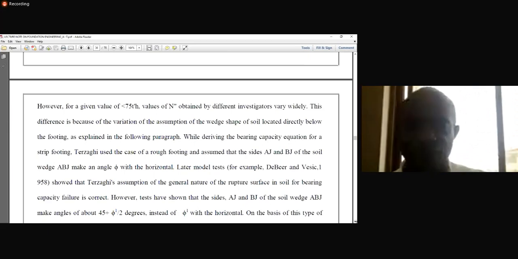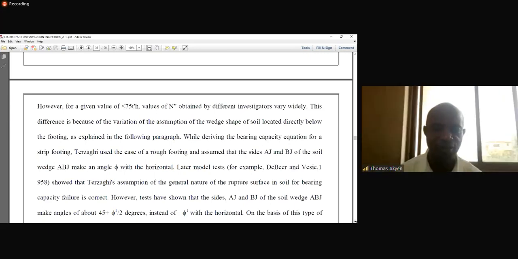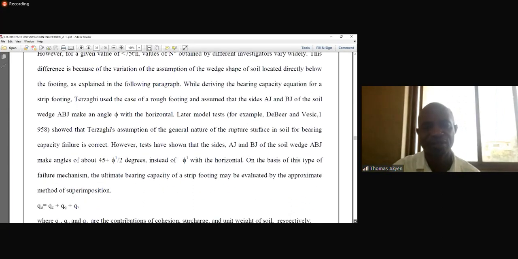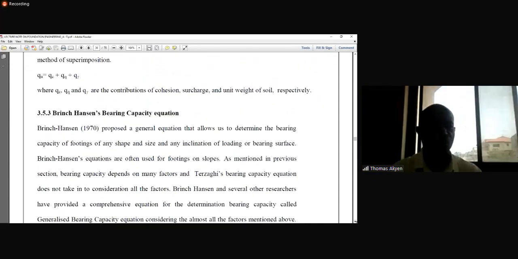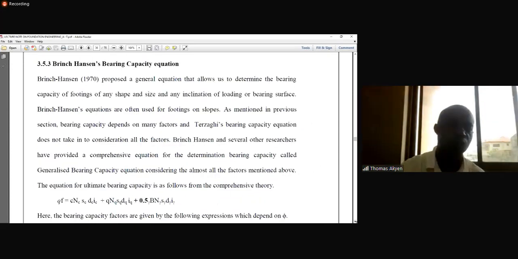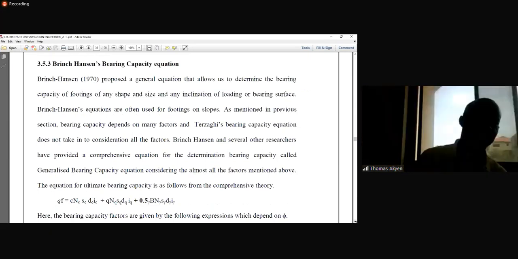Later model tests, for example, those of 1958, show that Terzaghi's assumption of the general nature of the rupture surface in soil for bearing capacity is correct. However, tests show that the sides AJ and BJ make a different angle, as we all talked about. We also came to Brinch Hansen bearing capacity. Let's come to the Brinch Hansen bearing capacity equation.